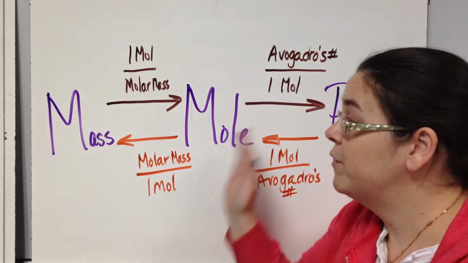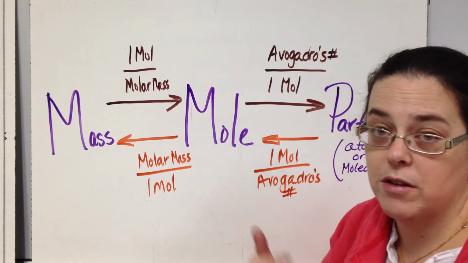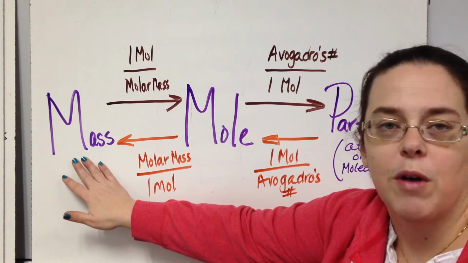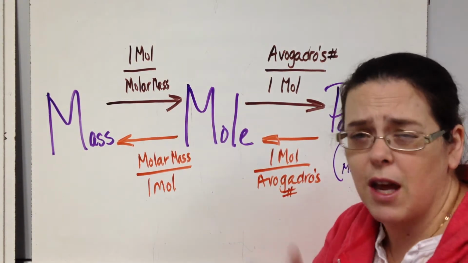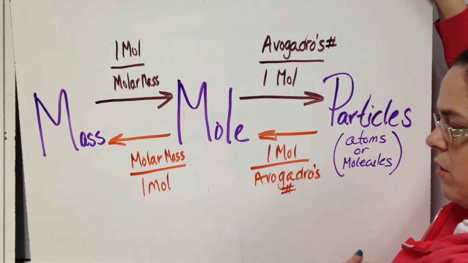Hopefully you won't have to memorize this, but you'll use units to help you remember what to put next and where to go next. But it is a good idea to write on your paper mass, mole, particles, and the arrows to help you get in the practice of going from one thing to the next. So let's do some practice.